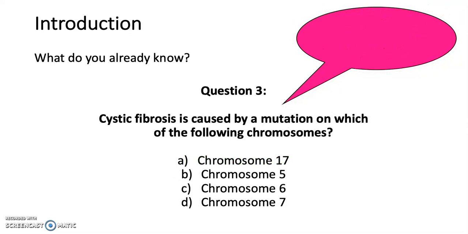Question 4. Cystic fibrosis is caused by a mutation on which of the following chromosomes? A. Chromosome 17, B. Chromosome 5, C. Chromosome 6, or D. Chromosome 7. In the UK, 80% of CF cases are due to delta F508 on the long arm of chromosome 7.